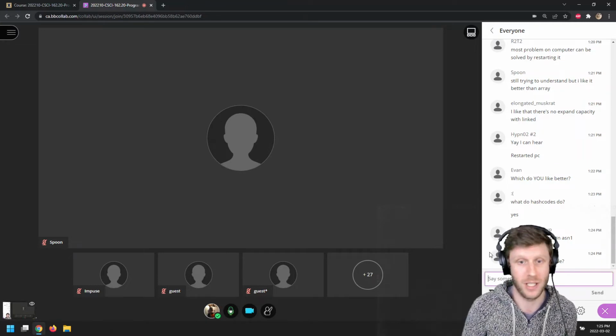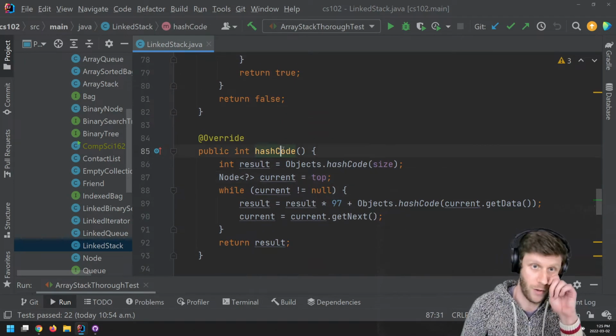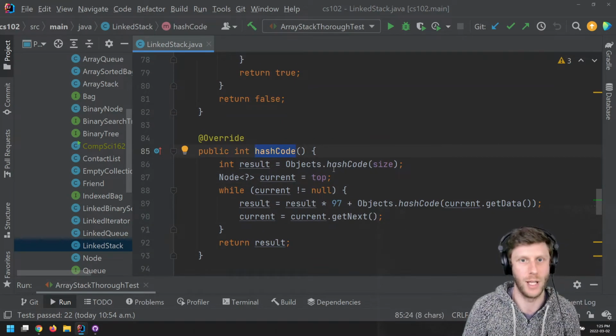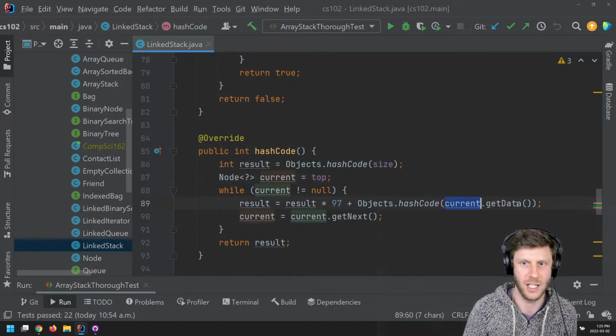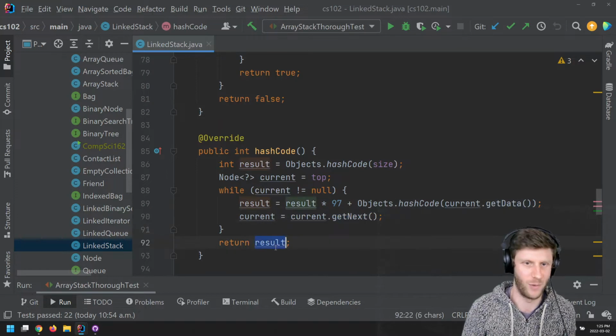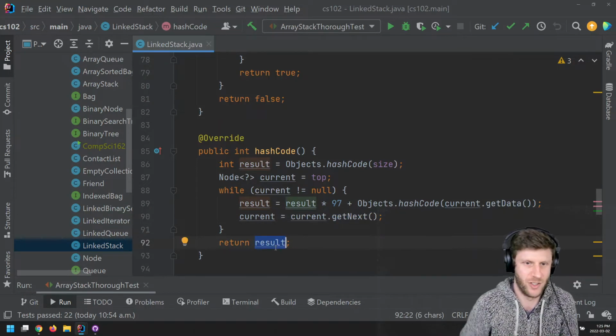It's an interesting question, but the easy way around writing them is to just offload. So if I want the hash code for this linked stack, I get the hash code of the size, I get the current, and then I take the hash code of each node's data and add it to the result. So I basically hashed everything individually in this linked structure and then returned the result.